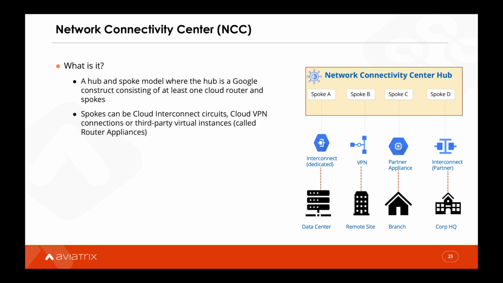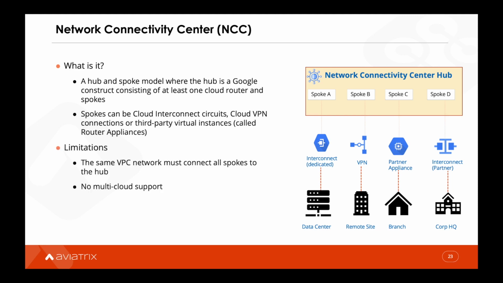Another option is to use a third-party virtual instance or virtual machine that you can deploy in a VPC. NCC calls it a router appliance. And once you have this router appliance deployed in NCC, you can pair it with Google Cloud Router and then exchange BGP routes from these on-premise resources back to your Google virtual machines or Google services.